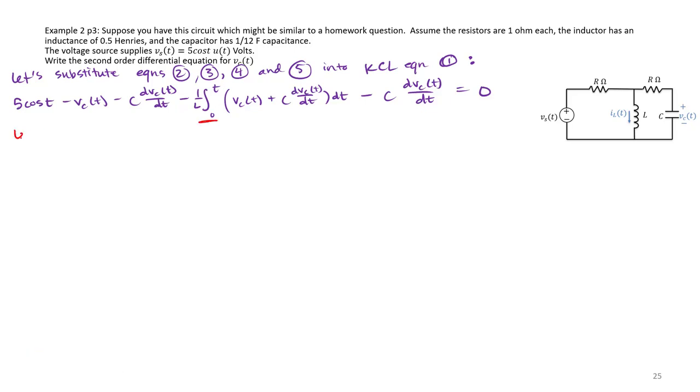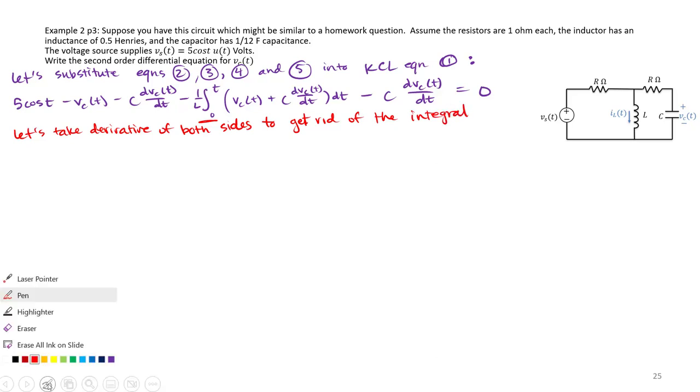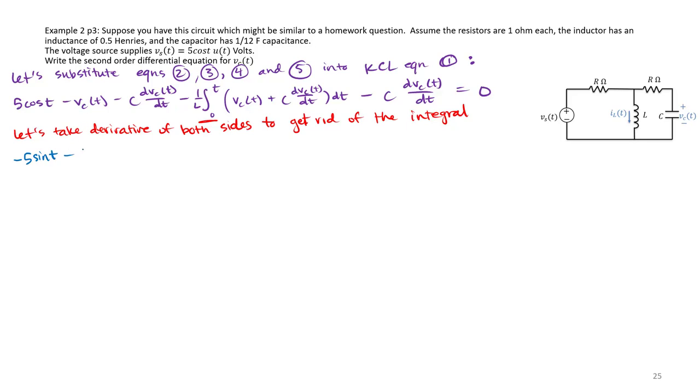Notice we have an integral. Let's take the derivative of both sides to get rid of the integral. And if we do that, 5 cosine t is going to become minus 5 sine t. Vc of t becomes minus dVc of t dt. Minus C dVc dt becomes minus C d squared Vc of t dt squared. Integral goes away, so we multiply 1 over L through to both terms. So be careful of signs here as you multiply.